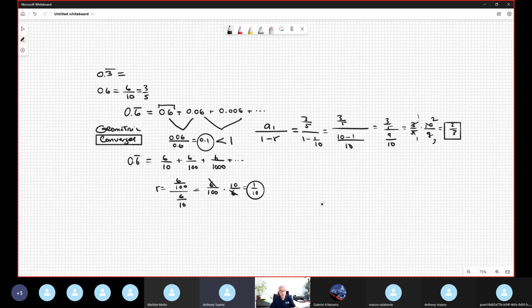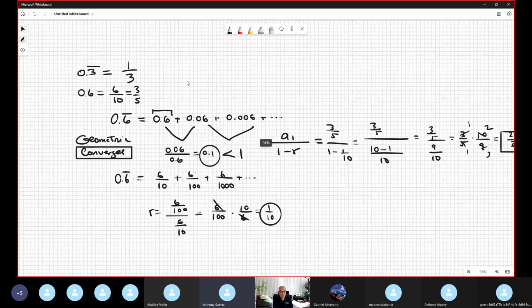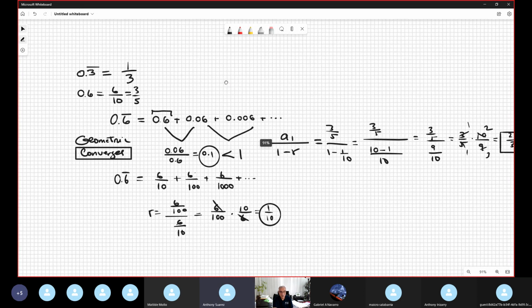It's 1/3. Very well. How do you know? What is the reason? Without doing anything. Because 0.3 repeated is 3/10. Because it's a half. You divide by 2 and that's it.